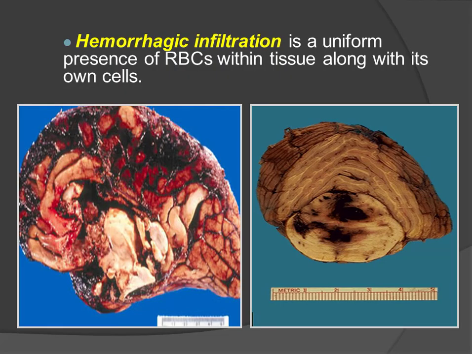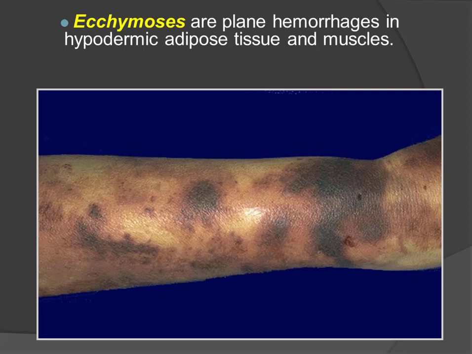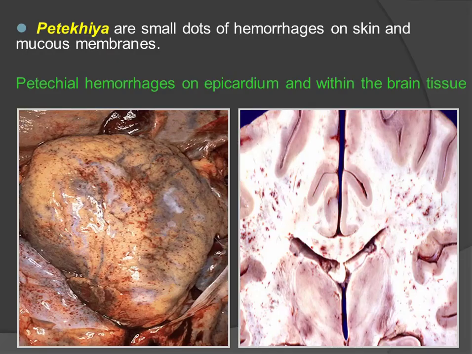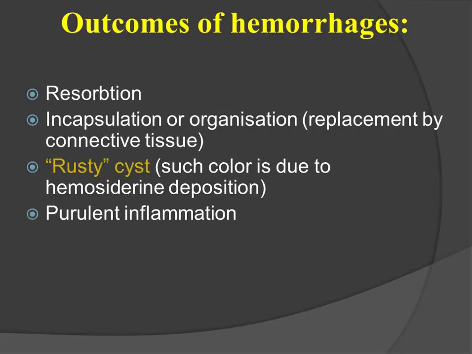Hemorrhagic infiltration is a kind of hemorrhage with preserved integrity of tissue. Ecchymosis is a planar bleeding in the skin, subcutaneous tissue, and mucous membrane. And petechiae are point-like hemorrhages in the skin, mucous and serous membranes, or internal organs. Outcomes of hemorrhage: resorption of the extravasated blood, tissue repair, replacement of the hemorrhage by connective tissue or organization, petrification, ossification, cyst formation, encapsulation, and separation of the hematoma.